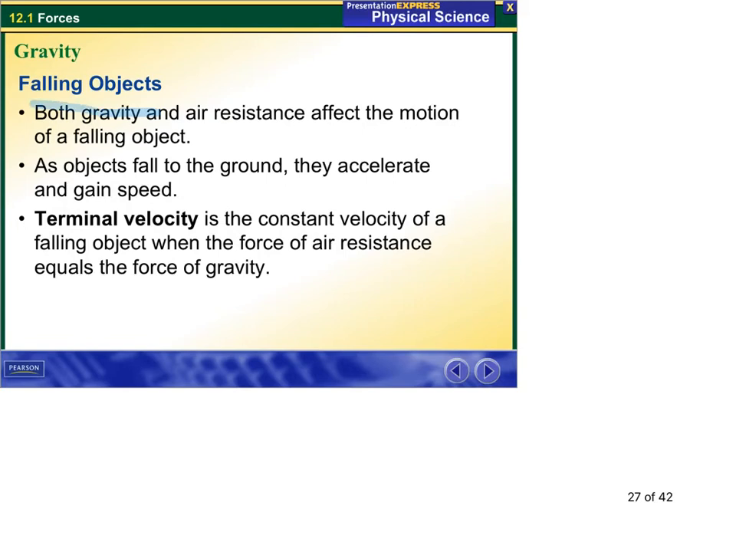Both gravity and air resistance affect the motion of a falling object. As the objects fall to the ground, they accelerate and gain speed. And here's that term I used a little bit ago, terminal velocity. It reaches a constant velocity or speed. Falling object when the air resistance balances out the force of gravity.